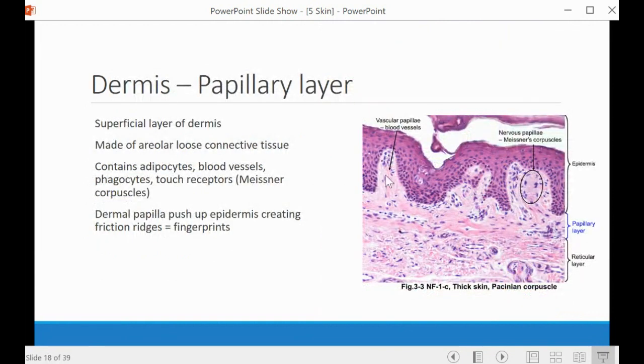The papillary layer right here is the superficial layer of the dermis. It's made up of areolar loose connective tissue. It contains the adipocytes, which are fat cells, and the blood vessels, and the phagocytes, which are cells that can eat any bacterial or viral cells. And it has some touch receptors in there, like the Meissner's corpuscles. There's a Meissner corpuscle right there. And we have these dermal papillae, which push up and help to form these ridges, like our fingerprints.